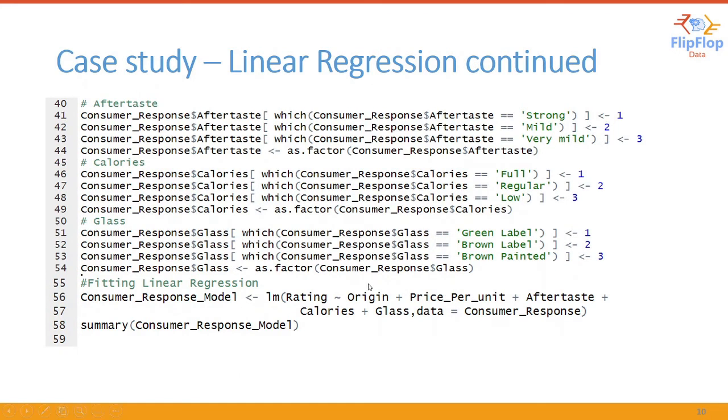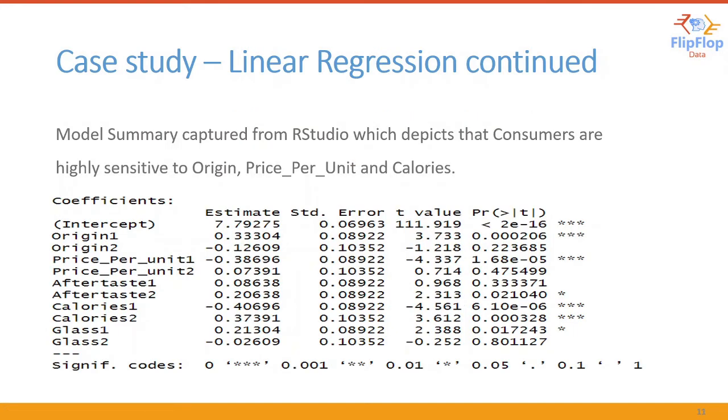Linear regression is run using the function lm, and it is captured in consumer response model. Just by looking at the summary of consumer response model, we can make out the importance or preference of the consumers. This captured table depicts that our consumers are highly sensitive to price, then origin, and then calories.